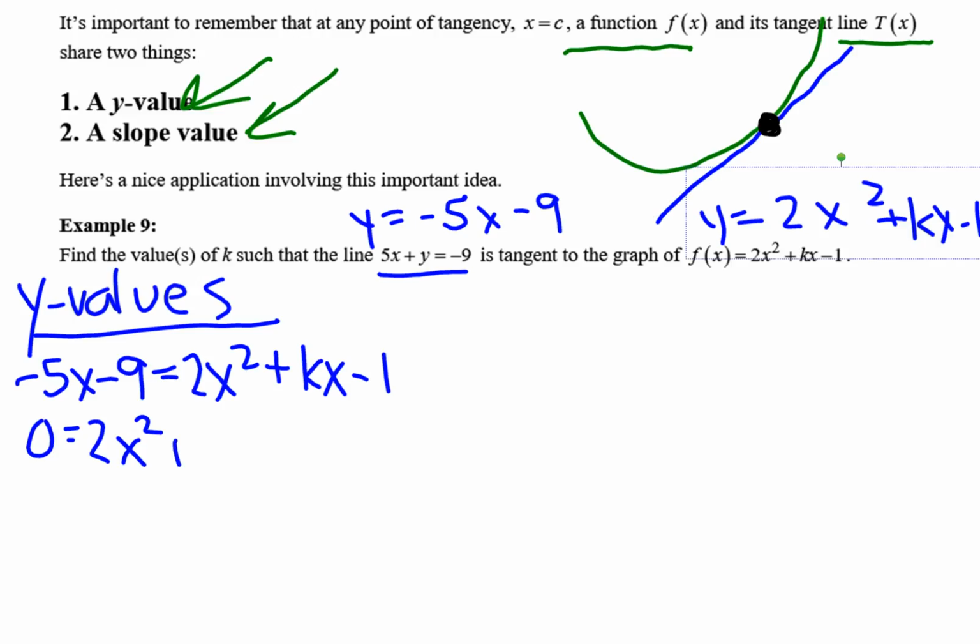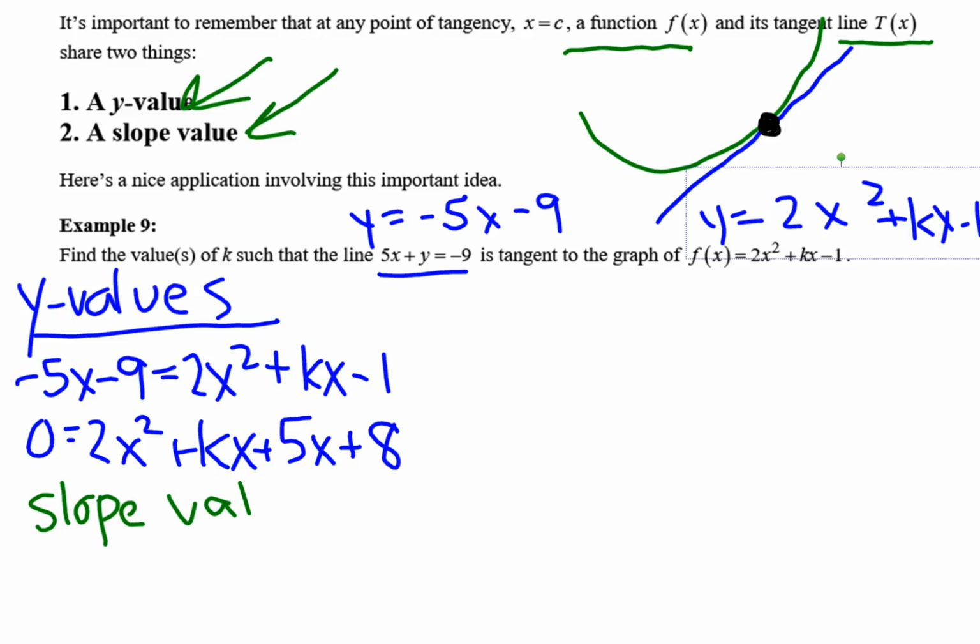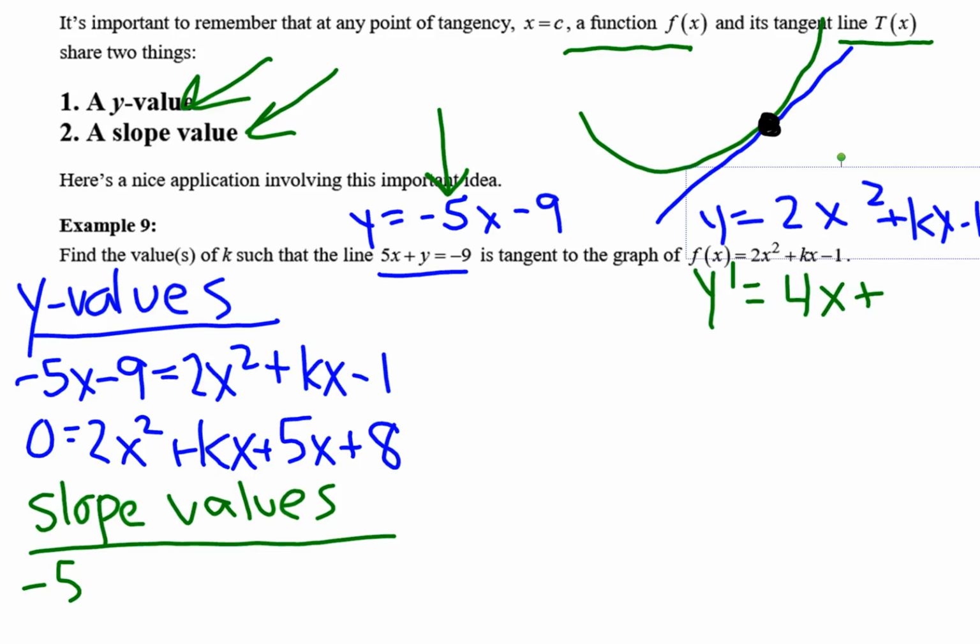I'll just keep these separate. Plus 5x plus 8. Okay, so we need y values and we need slope values. Okay, slope. Remember, that's a derivative. In this case, the slope is negative 5. Okay, the derivative, see, that would be 4x plus k.